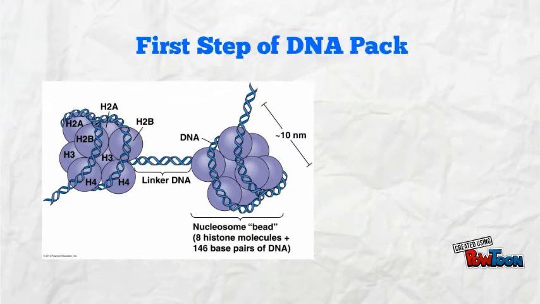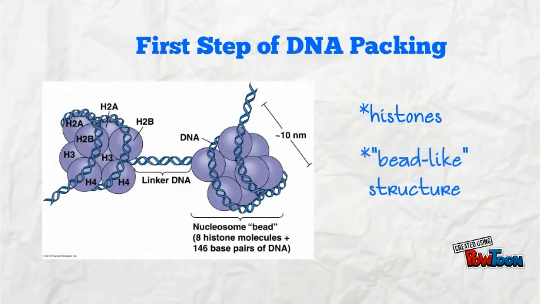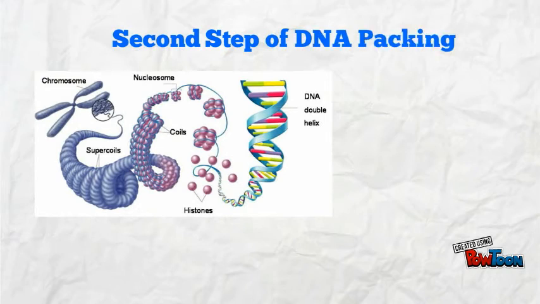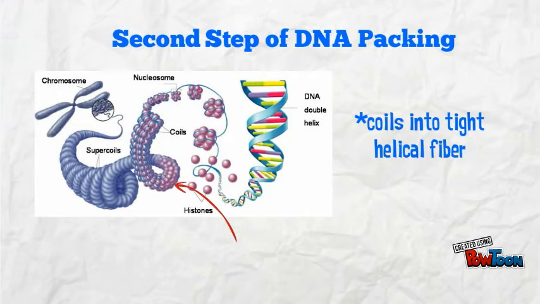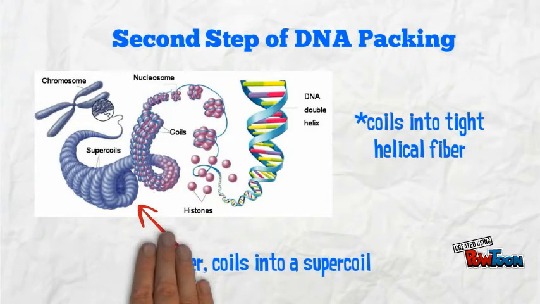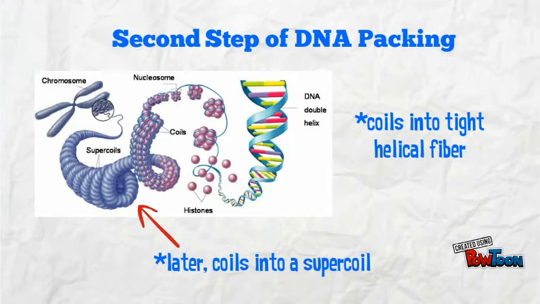The first step of DNA packing is when small proteins called histones attach to the DNA double helix. 8 histones come together and DNA is wrapped around them. This bead-like structure is called a nucleosome. Next, the nucleosomes, or bead-like string, come together and form a tight helical fiber. Then the fiber turns into a supercoil and eventually packs tightly together into a chromosome.